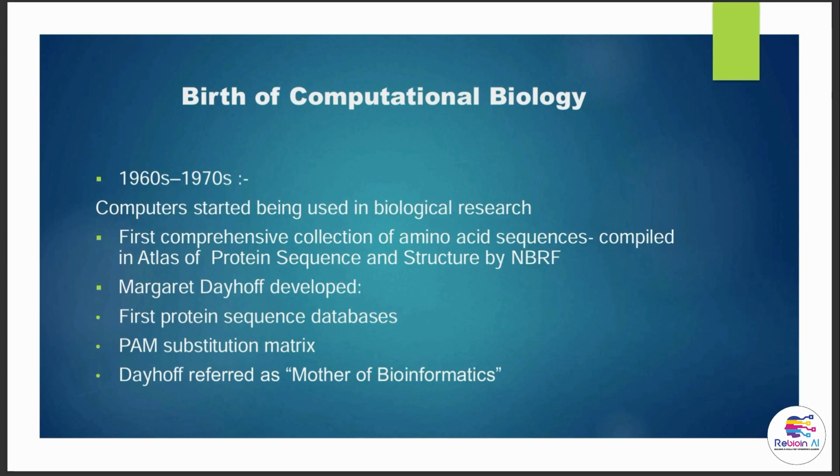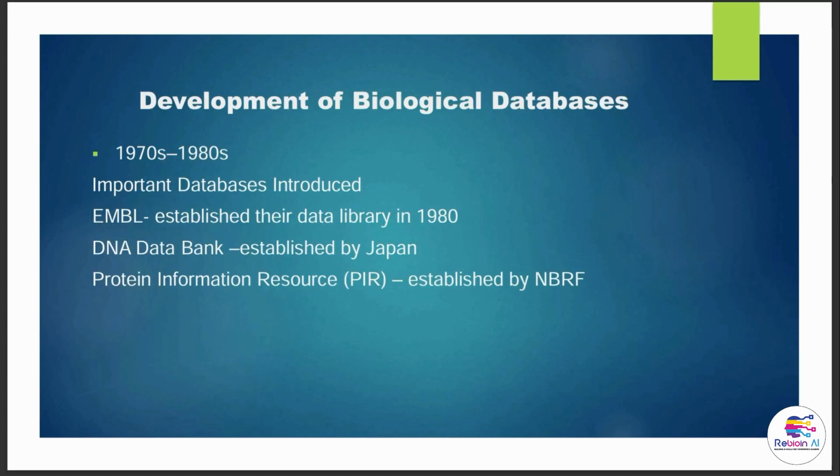As computational biology developed, scientists realized that they needed organized systems to store rapidly increasing biological information. This led to the development of biological databases. During the 1970s and 1980s, biological data began increasing very rapidly. Scientists around the world were generating DNA sequences, protein sequences, and experimental results. Without proper organization, this information could easily become impossible to manage. Therefore, several important biological databases were developed.